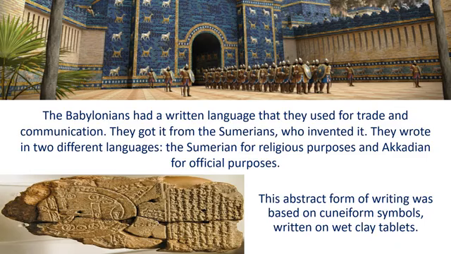The Babylonians had a written language that they used for trade and communication. They got it from the Sumerians, who invented it. They wrote in two different languages, the Sumerian for religious purposes and Akkadian for official purposes. This abstract form of writing was based on cuneiform symbols written on wet clay tablets.